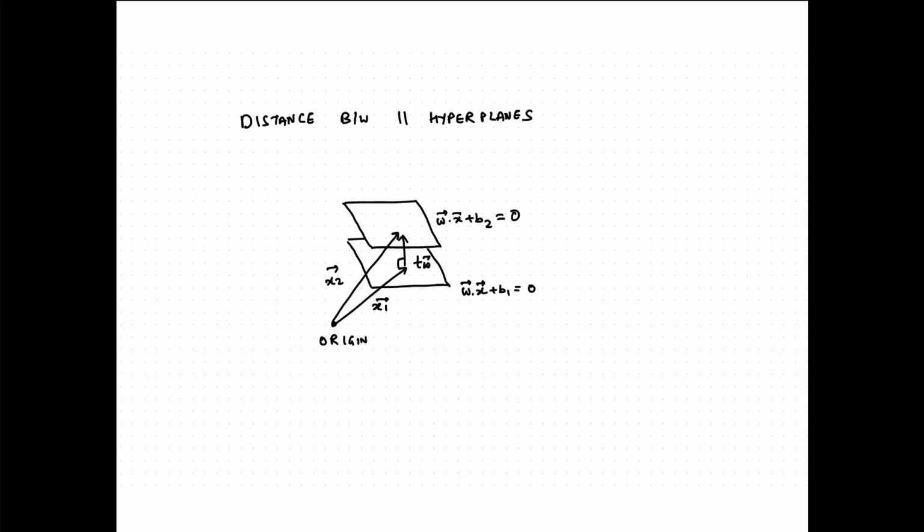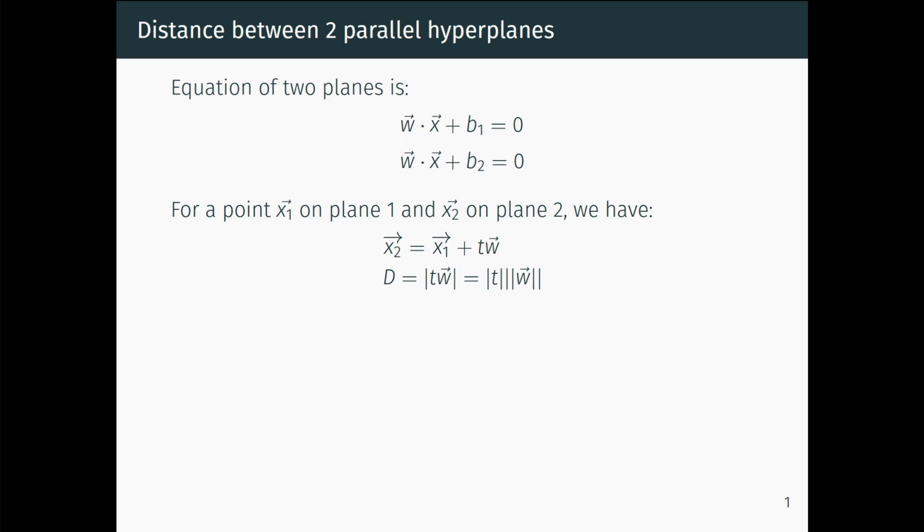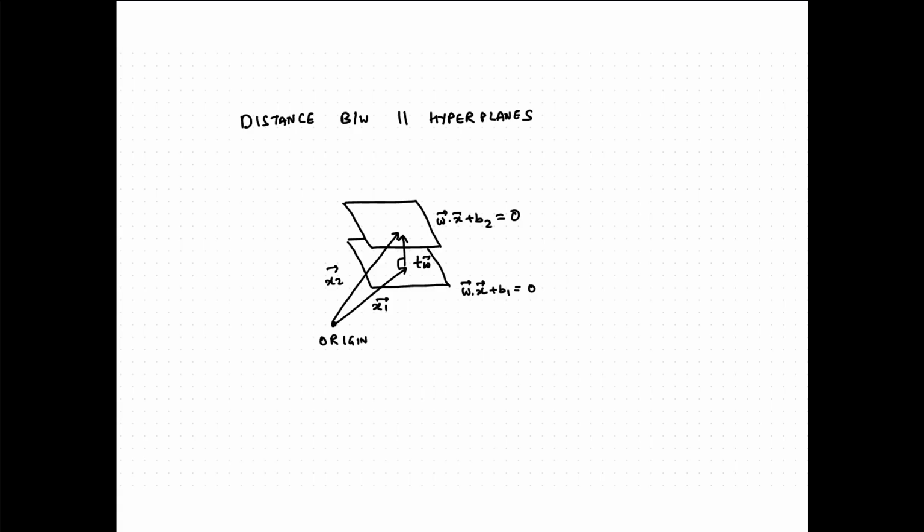I'm assuming you stopped the video and you worked through the solution and found an answer. I'll go through the solution now. We have already written that the equation of the two planes is wx plus b1 equal to 0 and wx plus b2 equal to 0, and we have already said that x2 equals x1 plus tw. You can always go back and verify: the x2 vector is the vector sum of x1 and tw, right?